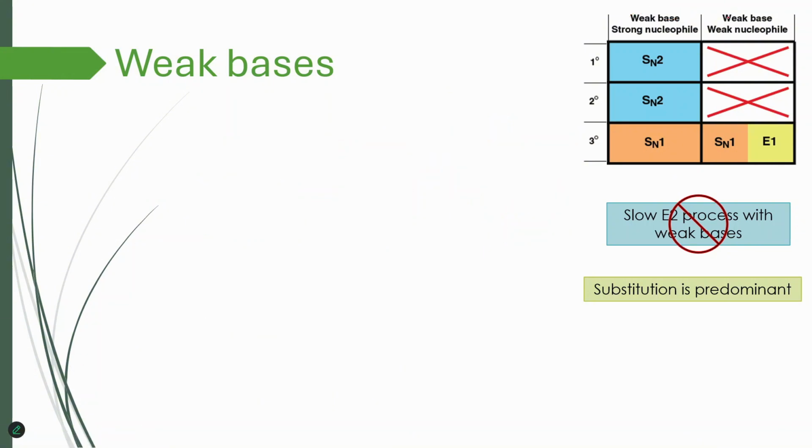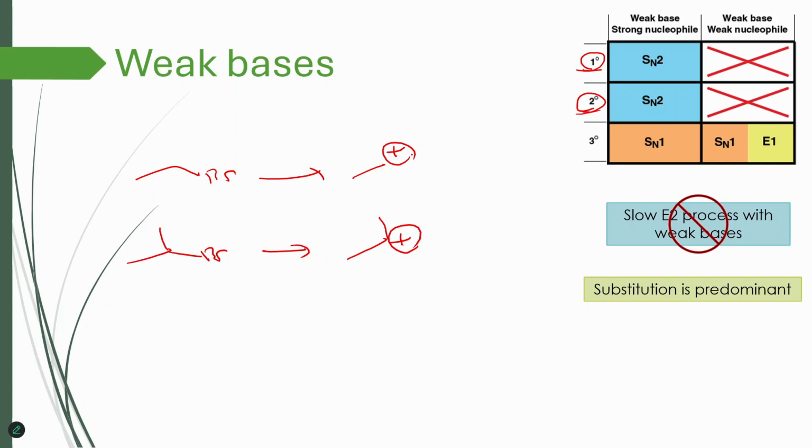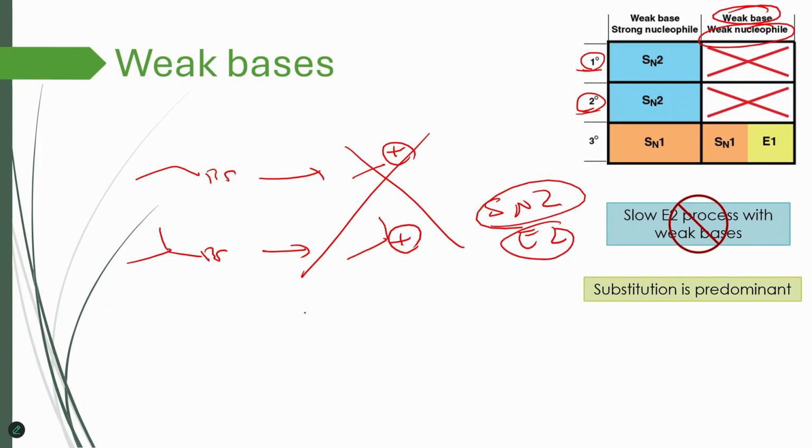And in the case of weak nucleophile and weak base, for primary and secondary, you don't have any reaction. If you have any primary or secondary substrate, you will form a primary carbocation, which is extremely unstable, and a secondary carbocation, which is also unstable. So you eliminate E1 and SN1, basically the unimolecular pathways. You are left with SN2 and E2. Because it's a weak base, you don't expect E2 to happen. Because it's a weak nucleophile, you also don't expect SN2 to happen.